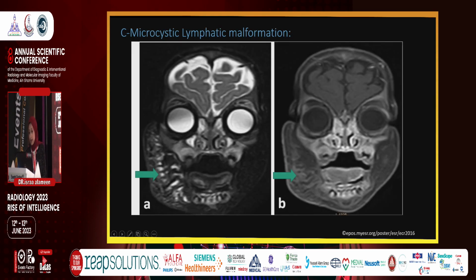Next, this is another vascular malformation, the microcystic lymphatic malformation. In image A, the coronal T2 STIR on the left, these are tubular rounded structures with high signal intensity inside, and in image B on the right, in the T1 post-contrast image, we can see no enhancement of those tubular rounded structures.